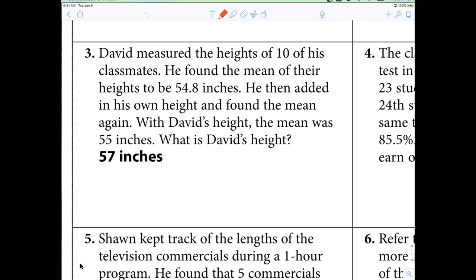All right. So here's what I want you to highlight on your iPad. The fact that originally there were what? 10. And the average was what? 54.8. Carter, listen, I'm talking. I want you listening to me. All right? So if the average of the 10 kids was 54.8 inches, what was the sum of all of their heights?